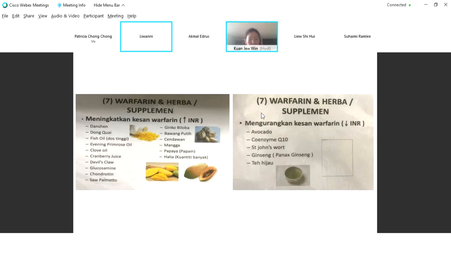So on the left side are the examples of supplements that can increase the warfarin effect, therefore will increase the INR, and the patient will have increased INR, then risk of bleeding. And then on the right side are the examples of supplements that can decrease the warfarin effect, which will then decrease the INR, and patients will have risk of blood clot.